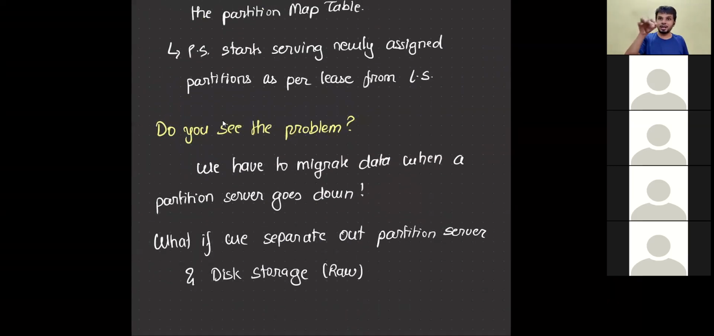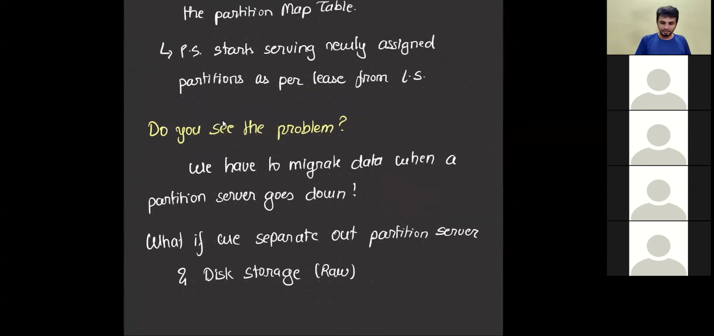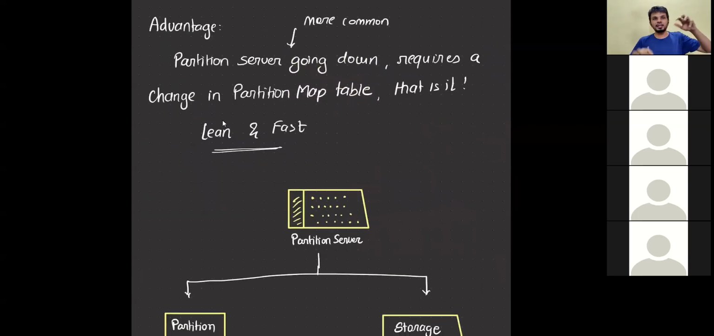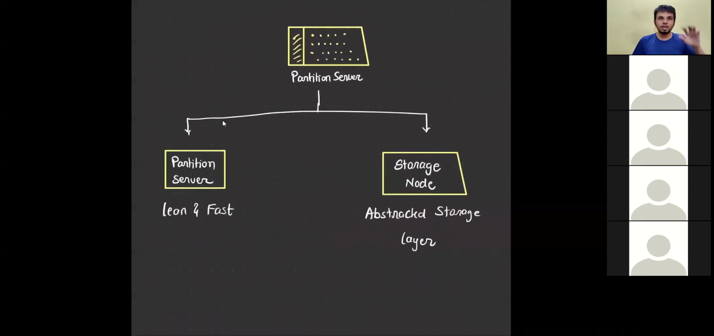So that is another place where we have to separate this into two things. Your partition server would now split into two components, where one is a lean and fast, normal TCP-based server, and the other is a storage node, which is an abstracted storage layer. The advantage is that a partition server going down requires a change in just the partition map table, because now your partition server is just this component, and storage is yet again abstracted.